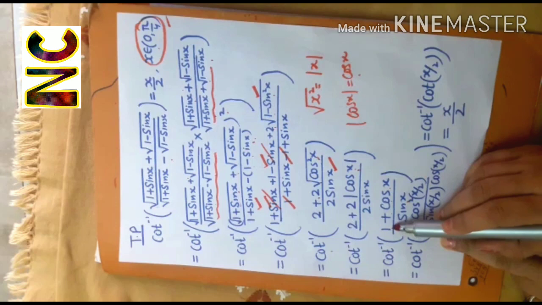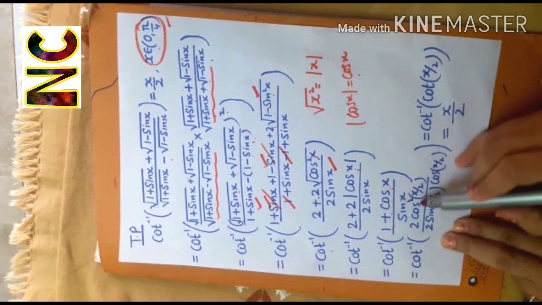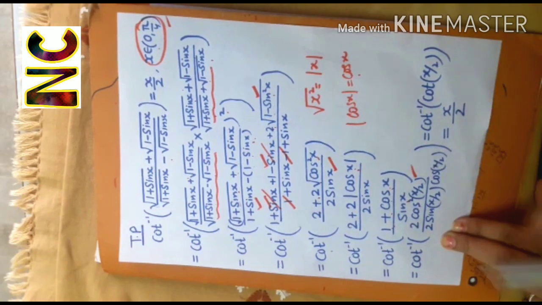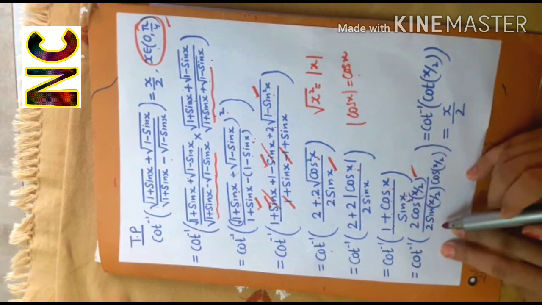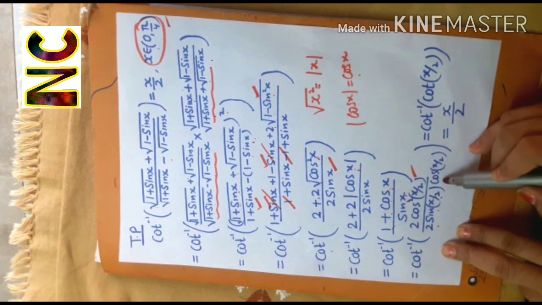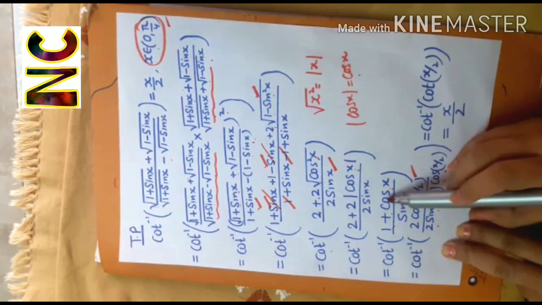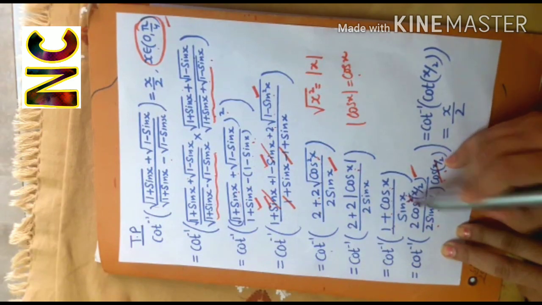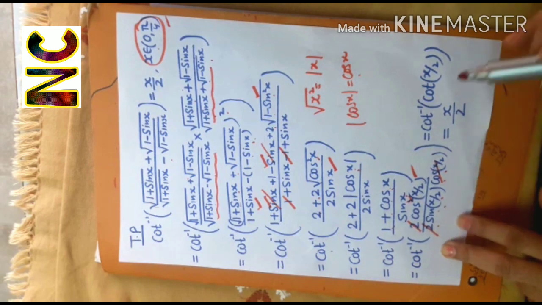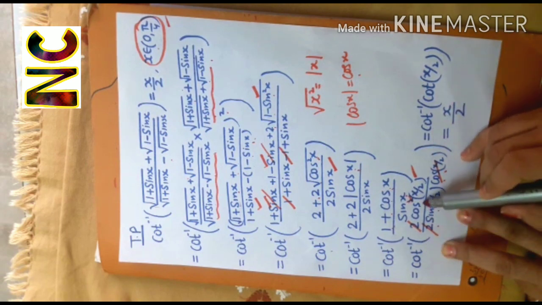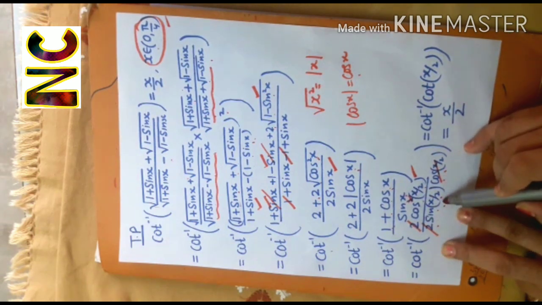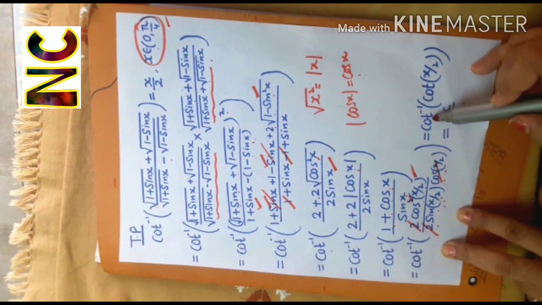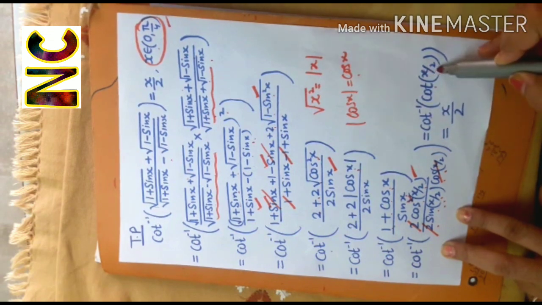Now we know that 1 plus cos x is equal to 2 cos square x by 2, and sin x can be written as 2 sin x by 2 into cos x by 2. These formulas you learnt in your class 11th. So here this will get cancelled out and you will be getting cot inverse cos x by 2 over sin x by 2, which is cot inverse cot x by 2.